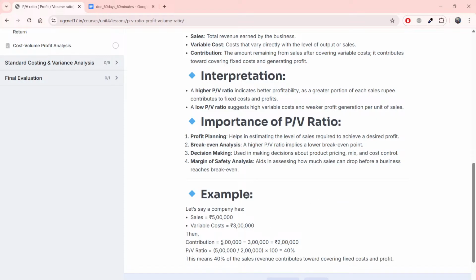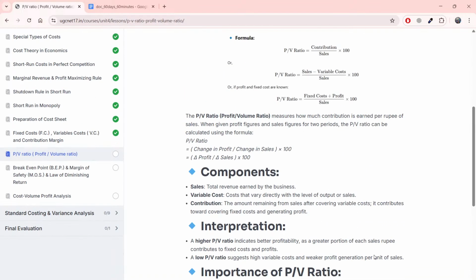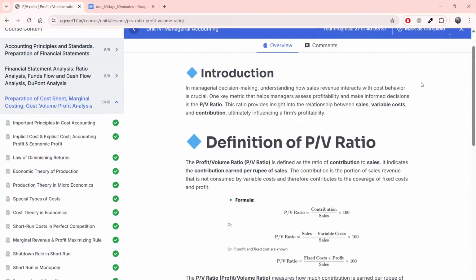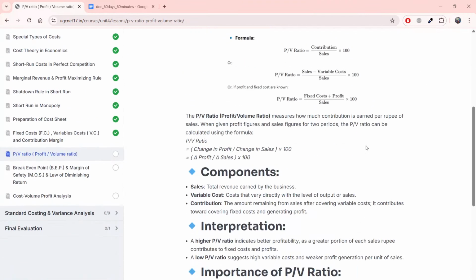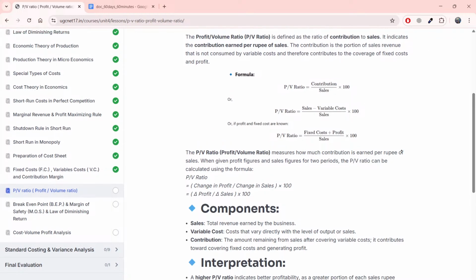His contribution is sales minus variable cost, 2 lakh. So it means 40% of the sales revenue contributes towards covering fixed costs and profit. Okay, this is done. And if two different years' data is given, so PV ratio is change in profit upon change in sales into 100.